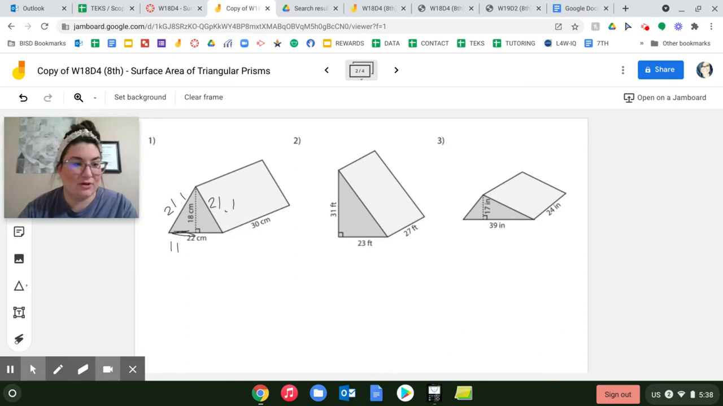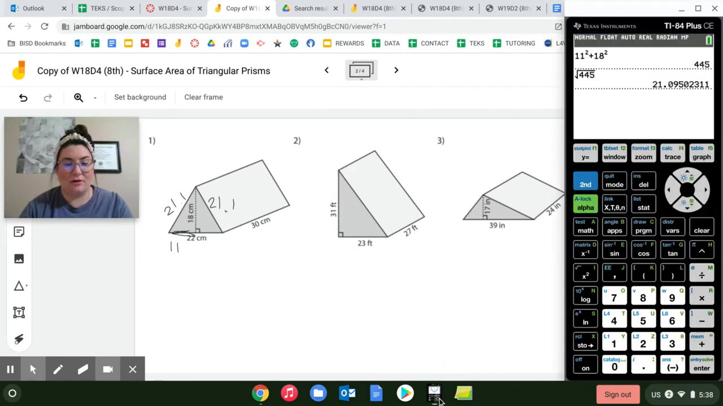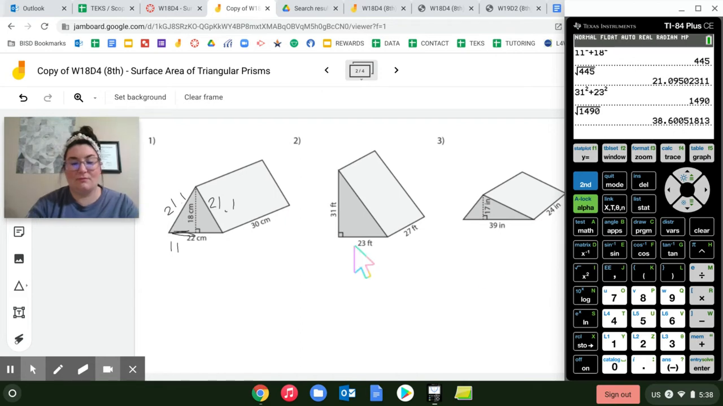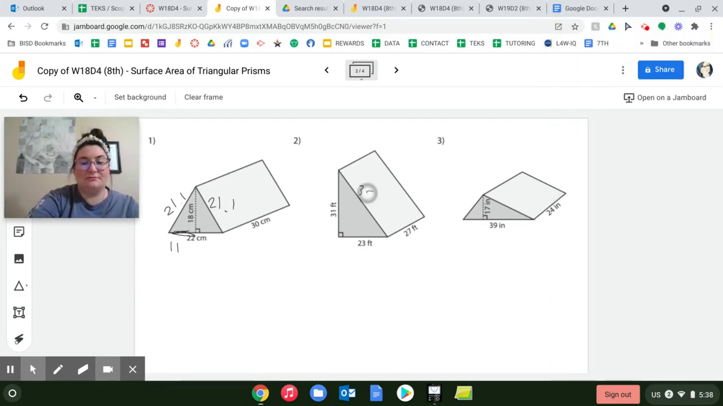Now I can solve using the formula. Here we would need to solve for that. And we're just going to use the same process, guys. If we're missing that length of c, we need to add these together. So 31 squared plus 23 squared, and the square root of that is about 38.6.